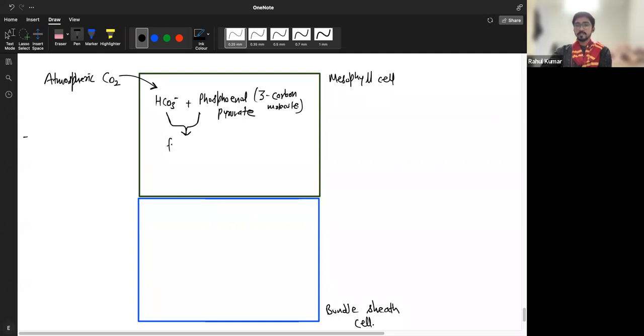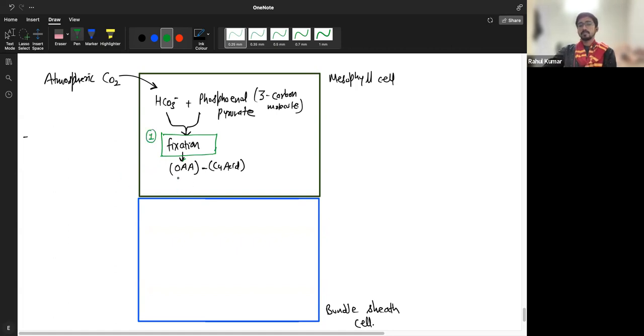So this is the step where fixation happens. And as a fixation, we get OAA, which is a 4-carbon molecule. This is called C4 acid. Oxaloacetate is a C4 acid. Is it clear, everyone? 1 plus 3, total 4. Is it clear? The first step is fixation.